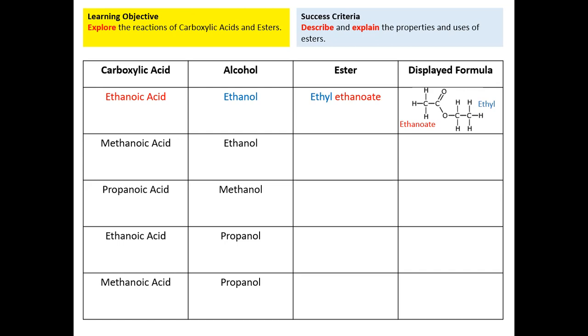So remember that ethanol becomes ethyl, so methanol would become methyl. The ethanoic acid becomes ethanoate, so methanoic acid will become methanoate, and then you put the carboxylic acid first in the structure and the alcohol last, but looking at that functional group in the middle. Once you've got the hang of it, it's really, really easy, but it's just a bit of practice.